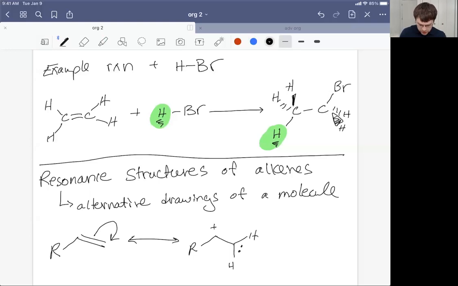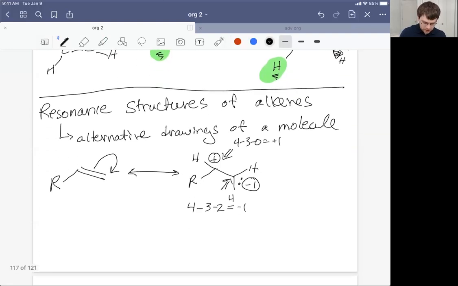If we do formal charge calculations, we have a +1 charge at the left carbon and a -1 charge at the right carbon. And it's helpful to draw out the hydrogens so that you can see the formal charge calculation. We have a group 4 element - 3 bonds - 0 electrons equals +1 versus a group 4 element - 3 bonds - 2 unshared non-bonding electrons. That gives us a -1 charge. So what I've done is I've redrawn the molecule to show a different distribution of electrons. Okay, so let's capture that thought.